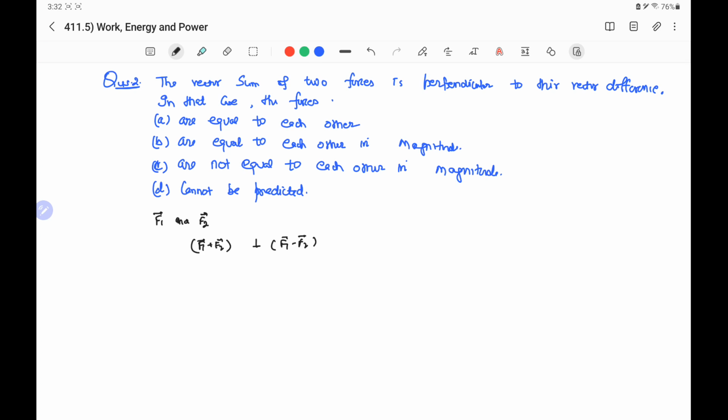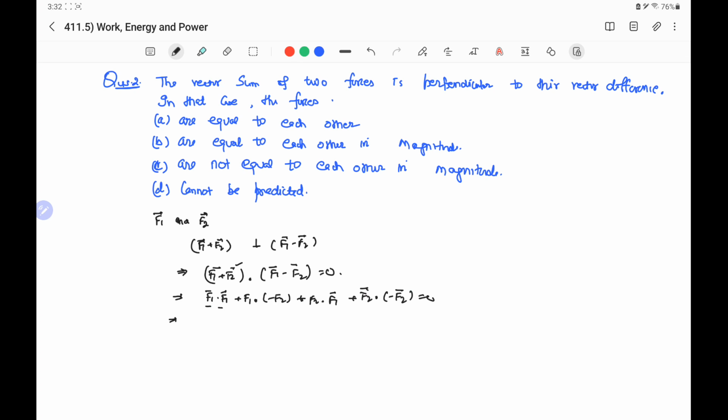And for perpendicular vectors, we know that their dot product will be 0. This implies that F1 plus F2 dot F1 minus F2 will be 0. On simplifying, taking the dot product, it will be F1 dot F1 plus F1 dot minus F2, plus F2 dot F1 plus F2 dot minus F2, and it will be 0.